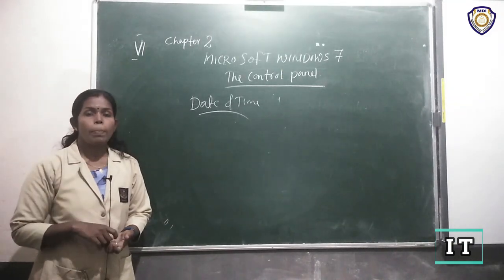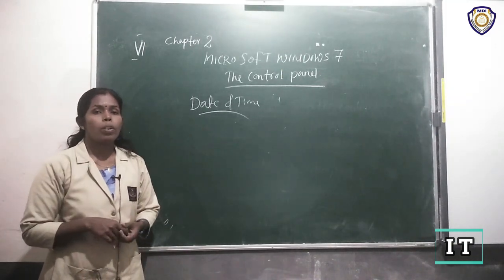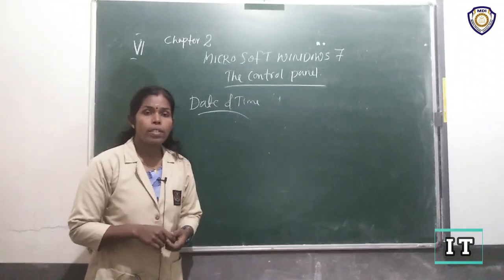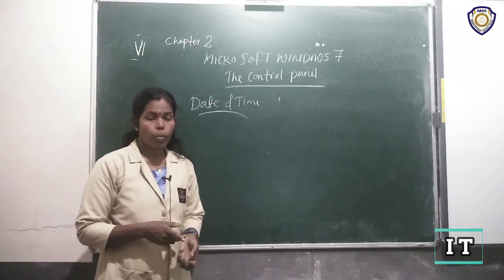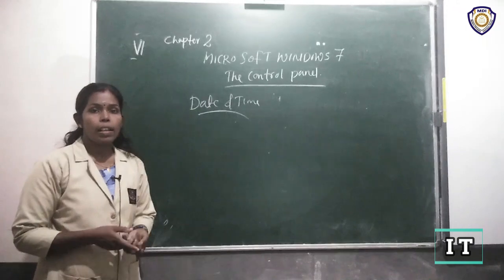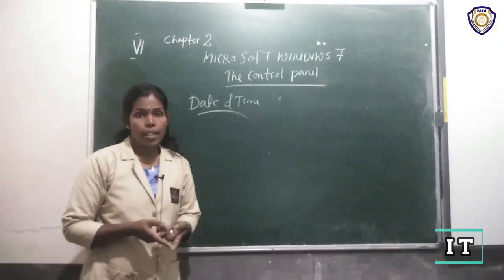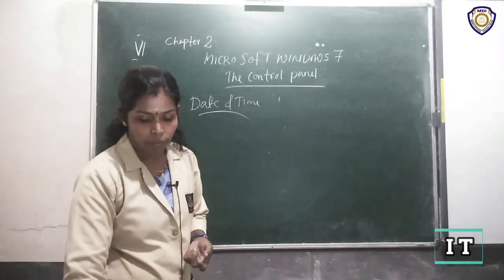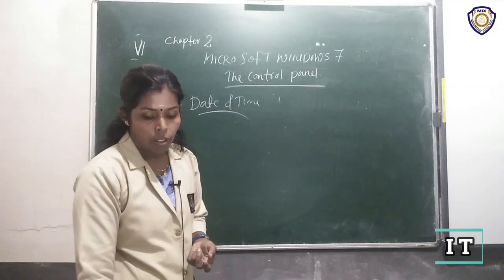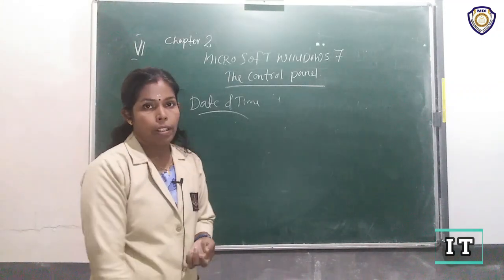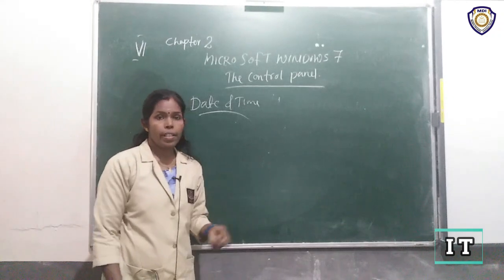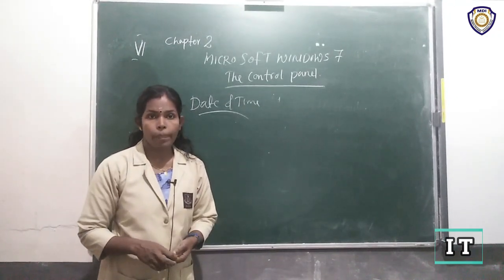A dialog box will open. When you click clock, language and region, a dialog box opens. And select the date and time option. Date and time to open. We need to set the date and time. Select date and time.